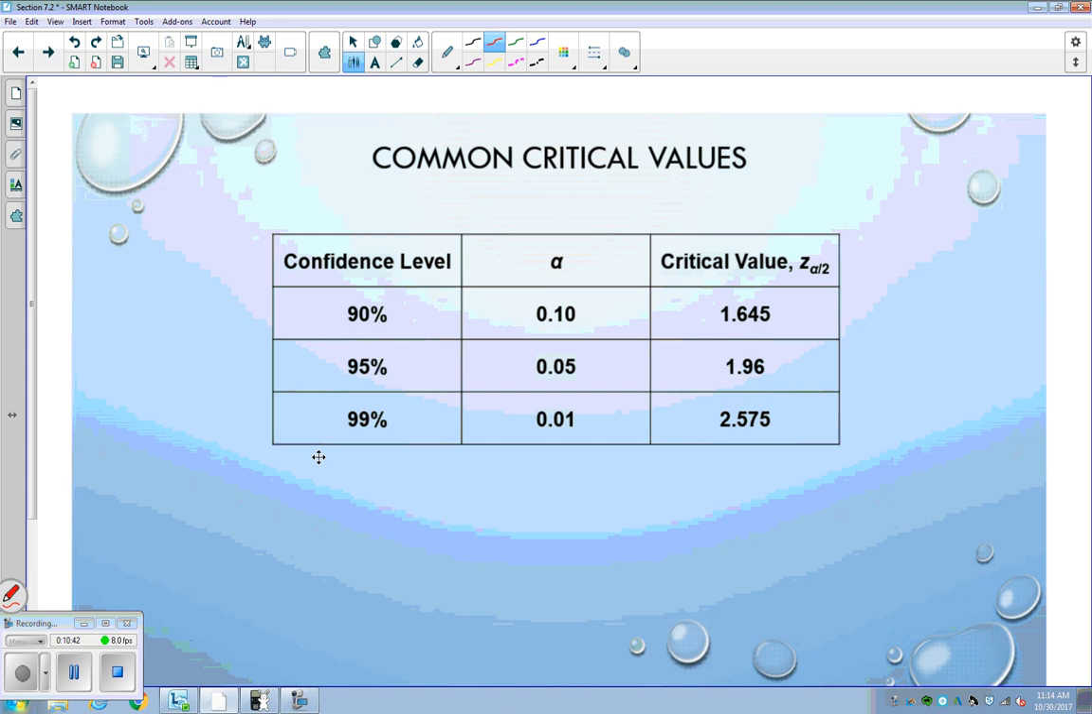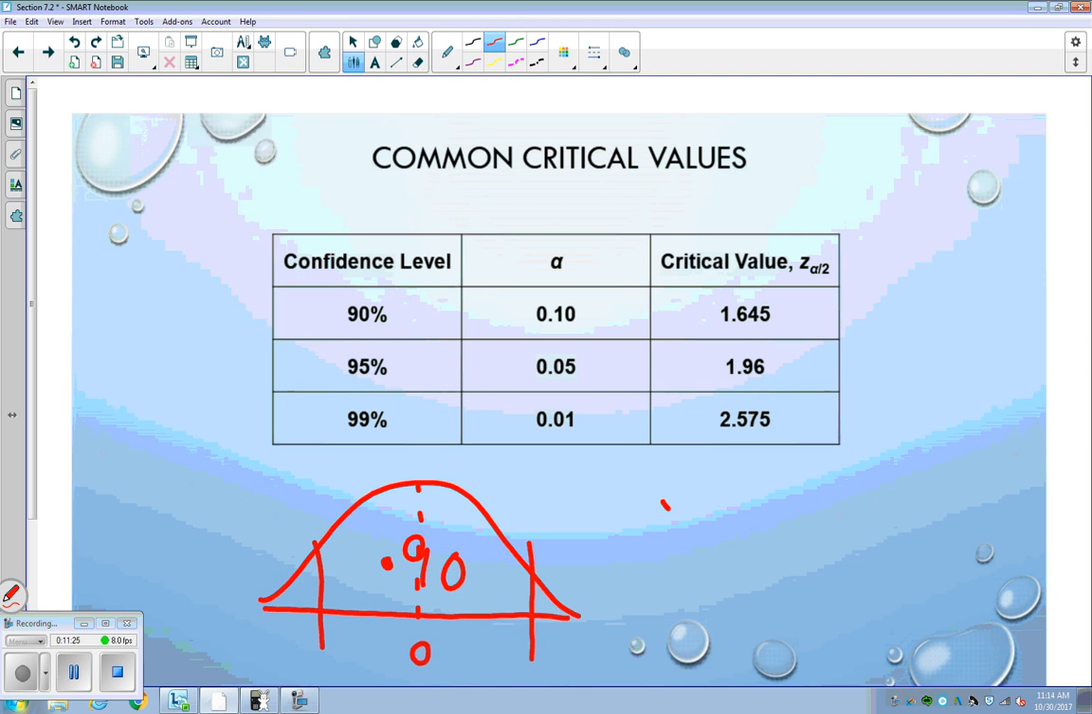So if you don't have that, how would you find your Z? Pretending your last column isn't here, how would you find the Z for a 90% confidence level? Here are my critical values, right? And I want this to be 90%, right? So what is alpha? 0.10.